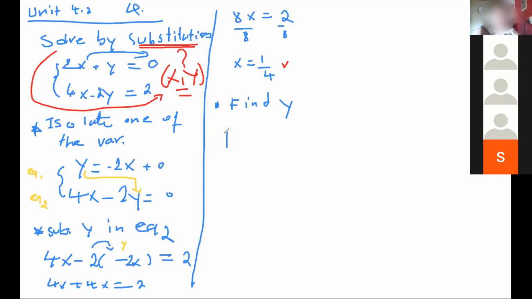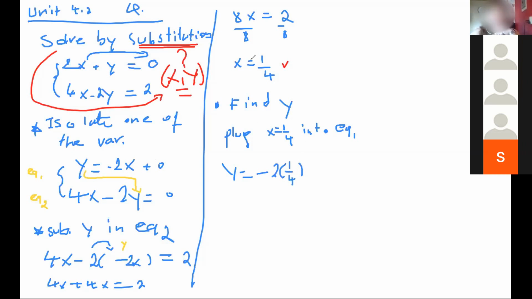So this one is easier to use. So plug x, this one, into this equation 1, which is easier to use. Okay, so we're going to say y equals -2 times what? What goes inside the parentheses? 1/4. That's right, the 1/4.